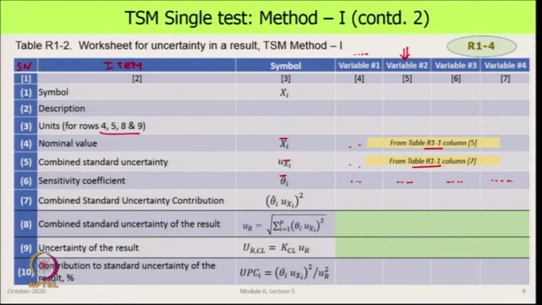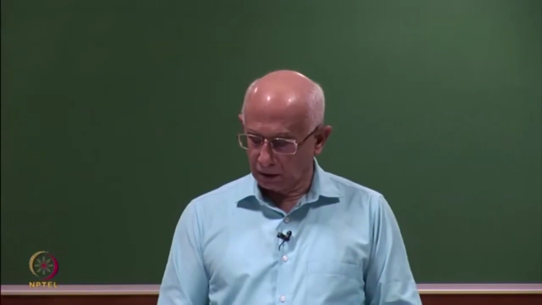Then we do a column wise operation. We multiply theta I bar for variable 1, which is this, with u xi bar, which is this, square it and write it over here. Same thing we do for this and this, we write it over here. Then for this and write it over here. Then this and this, we write it over there. So, this tells us the combined standard uncertainty contribution, that numerator part of the, you may see the UPC.